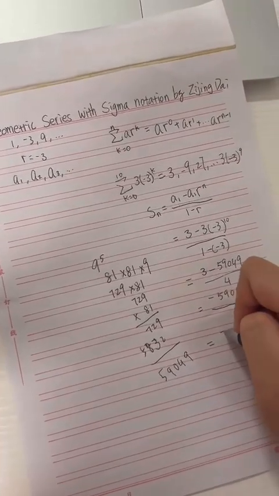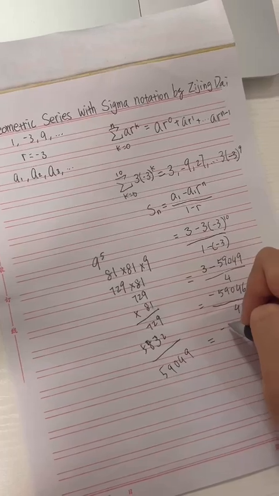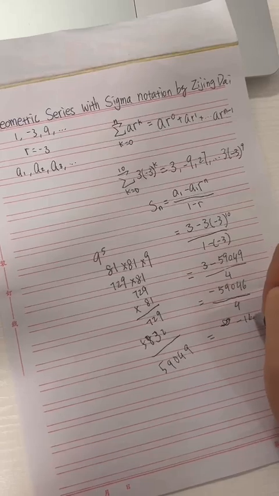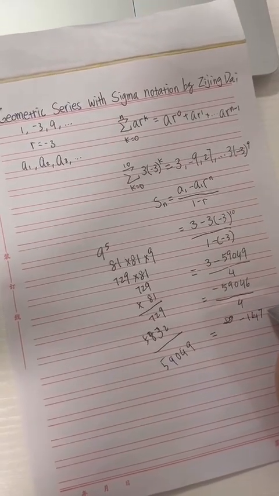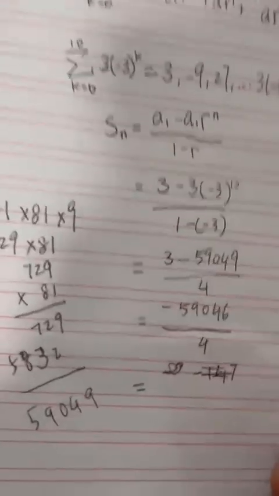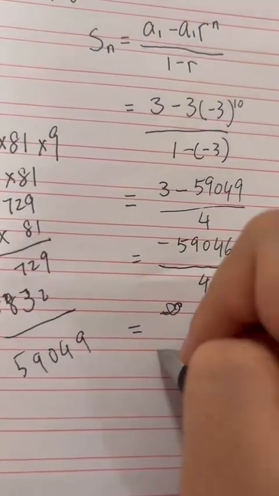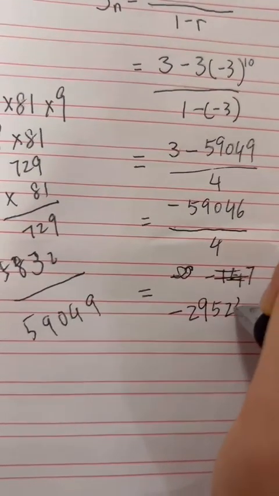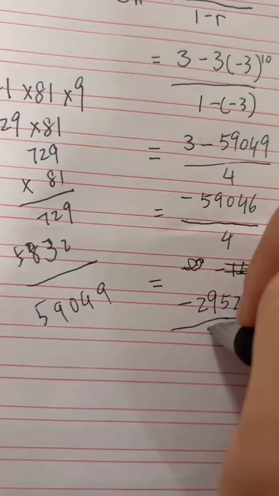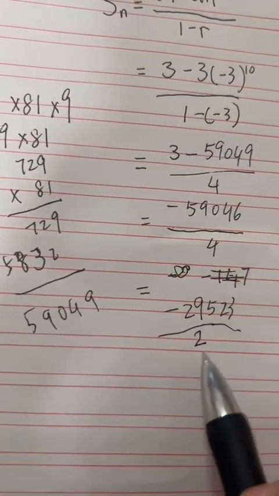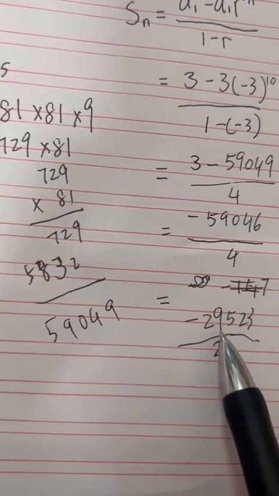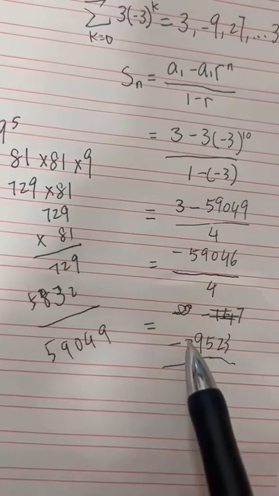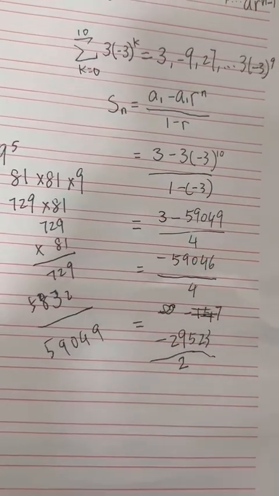First we divide it by 2. Okay, actually I am dividing by 2, so this answer will be -29523 over 2. This is the answer. We can't further simplify this number because we can obviously see that this number is not divisible by 2 since it's not an even number. So the final answer for this geometric sequence is going to be this.